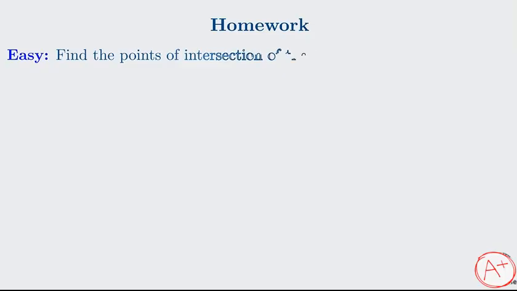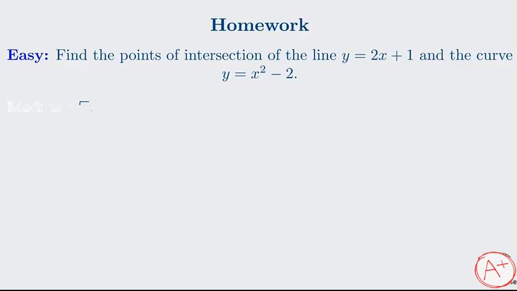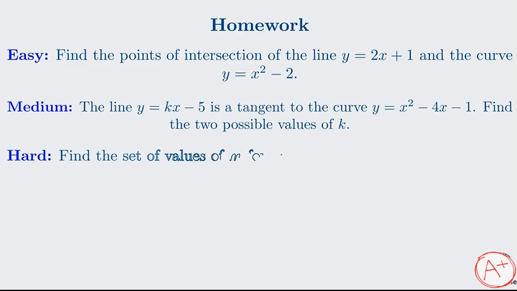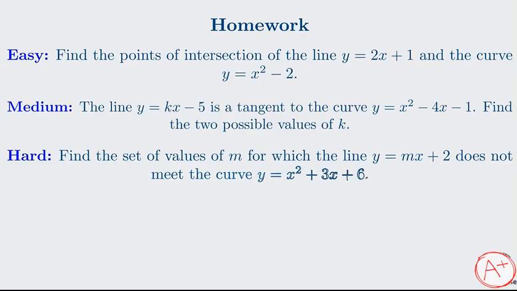It is time to test your understanding. Please pause the video and attempt these 3 questions. Easy. Find the points of intersection of the line y equals 2x plus 1 and the curve y equals x squared minus 2. Medium. The line y equals kx minus 5 is a tangent to the curve y equals x squared minus 4x minus 1. Find the 2 possible values of k. Hard. Find the set of values of m for which the line y equals mx plus 2 does not meet the curve y equals x squared plus 3x plus 6. Take your time with the algebra, and remember to use the discriminant for the medium and hard problems.